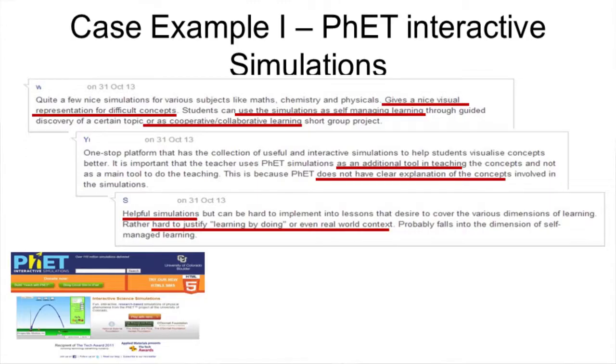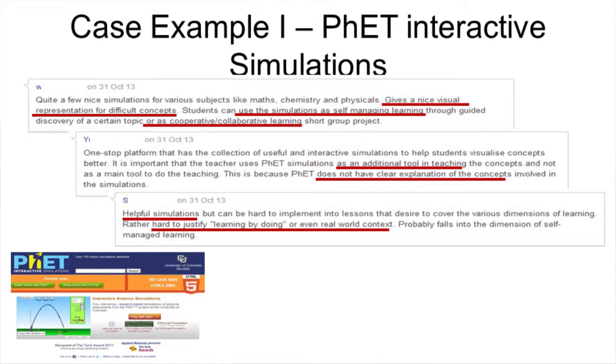The first of the 2 case examples I'm sharing with you is the PhET interactive simulations. It's a lot of science simulations developed by the University of Colorado Boulder. Generally, my science student teachers found this very, very useful. It started out with student W, who posted this up and said there are quite a few nice simulations there. There was some elaboration: the student says it gives a nice visual representation for difficult concepts.